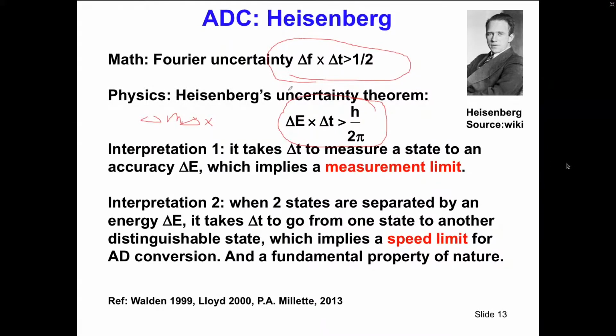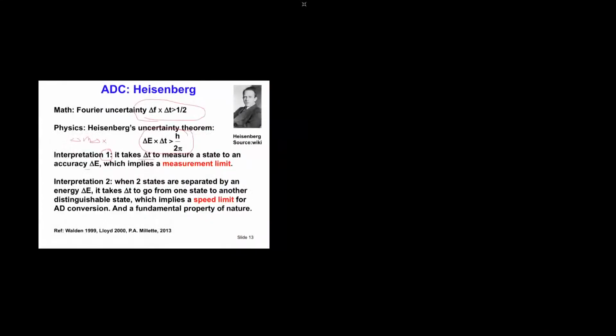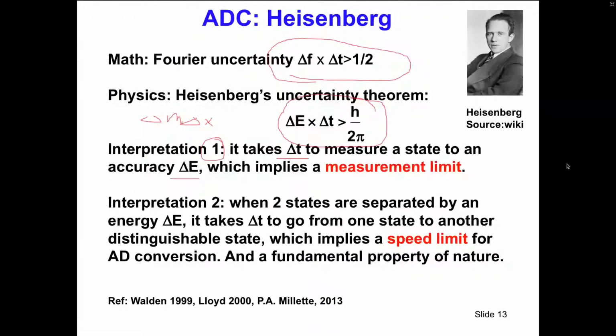And despite the fact that this was derived in the 1930s, people struggled a lot with what it meant. And so there's an interpretation that says it obviously takes delta t to measure a state, say a voltage level, with a certain accuracy.